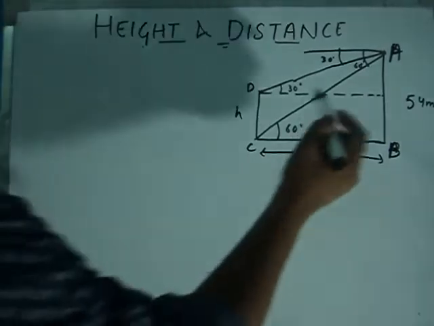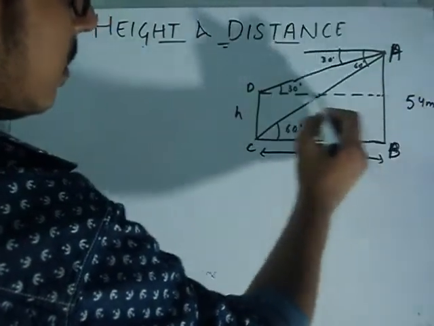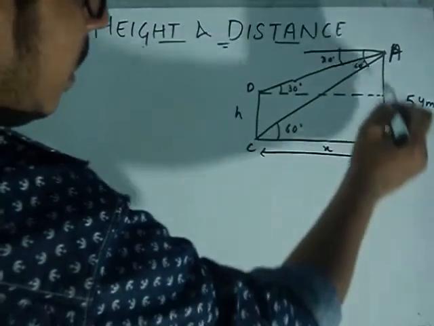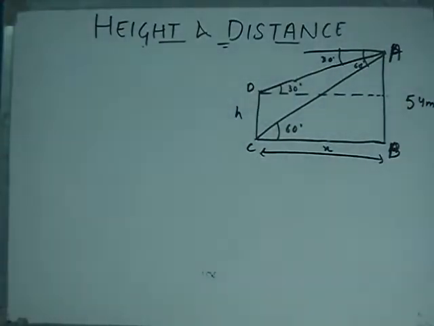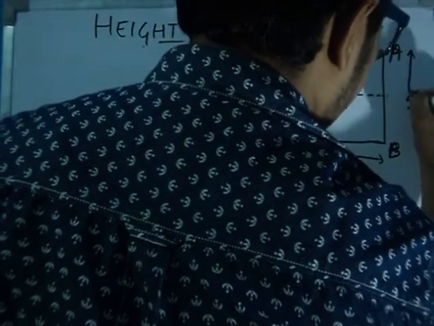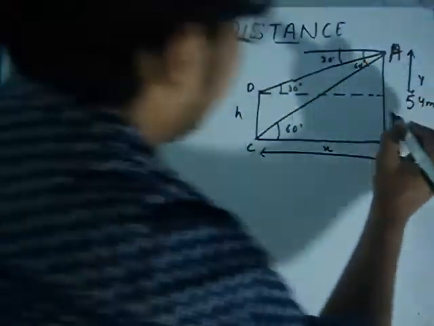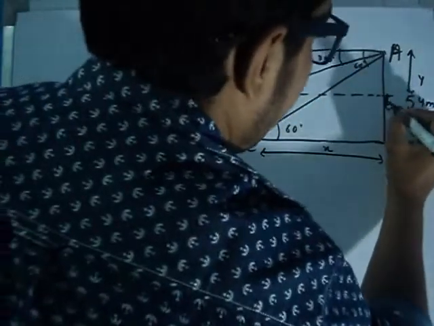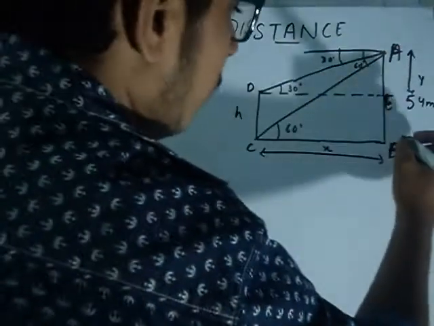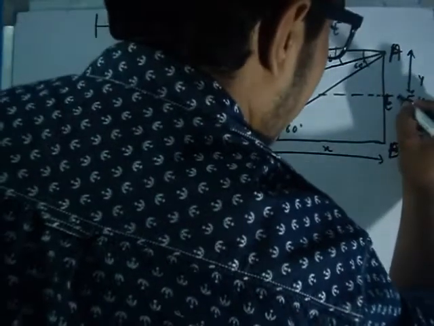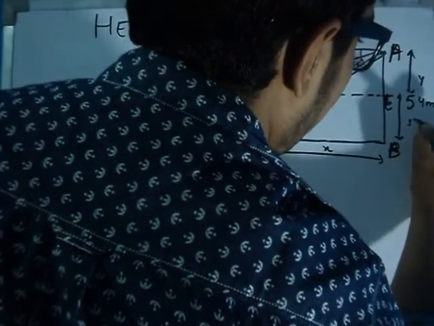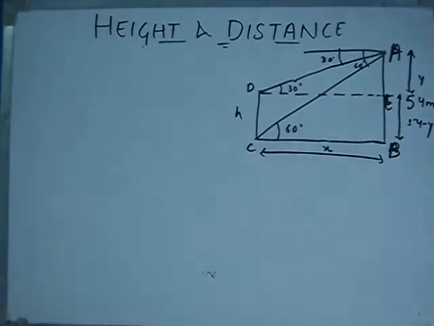So what we have to do is take this triangle and this triangle. By using these triangles, we can calculate our various values. Suppose this portion is y, and this portion I am going to name as E. A is y, and so EB is 54 minus y. Okay.